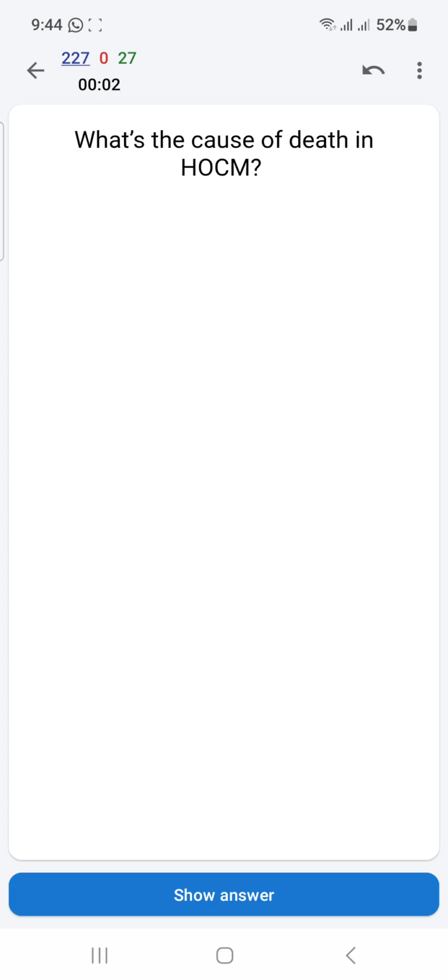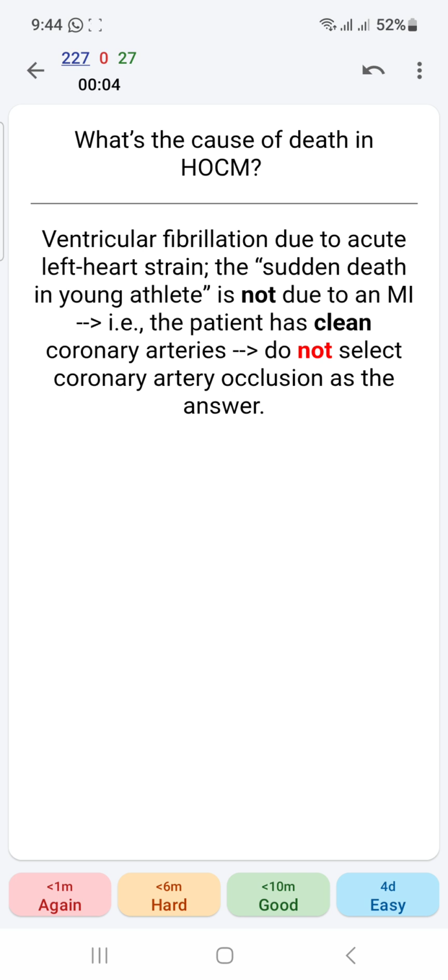What's the cause of death in a young athlete? Ventricular fibrillation due to acute left heart strain. The sudden death in a young athlete is not due to an MI, that is, the patient has clean coronary arteries. Do not select coronary artery occlusion as the answer.